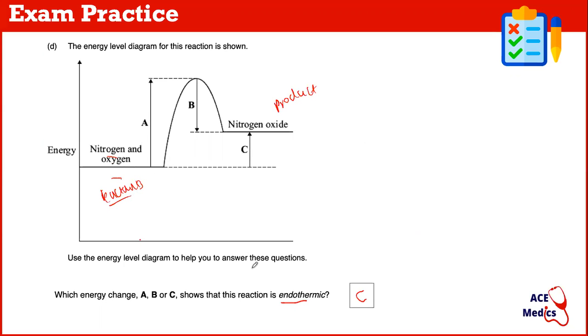So in this case, the endothermic reaction, nitrogen and oxygen, which are the reactants, have lower energy than nitrogen oxide. So the products have more energy because the products have taken in energy, and the temperature of the surroundings has gone down, and that energy is being taken in by the products. The products have more energy, and the arrow that shows that is C. So C is the correct answer, and it's showing endothermic reactions.